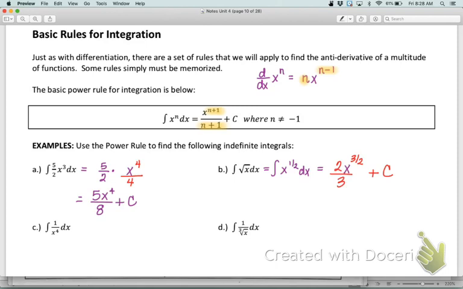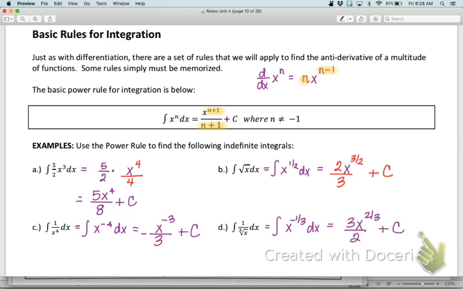Okay. For c and d, we're going to have to change this to negative exponents. We want to think of this as x to the -4th dx so that we can use our power rule. So if we add 1 to the exponent, this time we get x to the -3 divided by -3 plus c. And then for d, we rewrite this as x to the -1/3 power dx. So when we add 1, we get 2/3. And when we divide, we multiply by the reciprocal, so we get 3/2 plus c. Easy. We're just doing the same thing, just doing the steps in reverse.